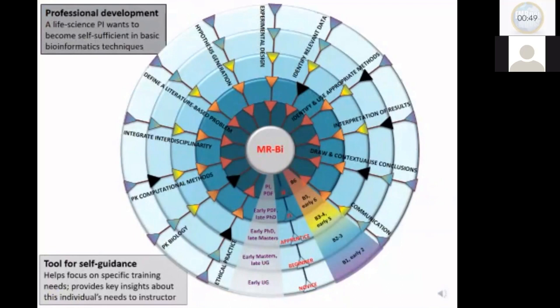Overall, in this way, the master rubric for bioinformatics can be a useful tool for self-guidance, helping individuals to pinpoint and focus on their specific training needs. And if shared with an instructor, these provide key insights about those training needs to the instructor.